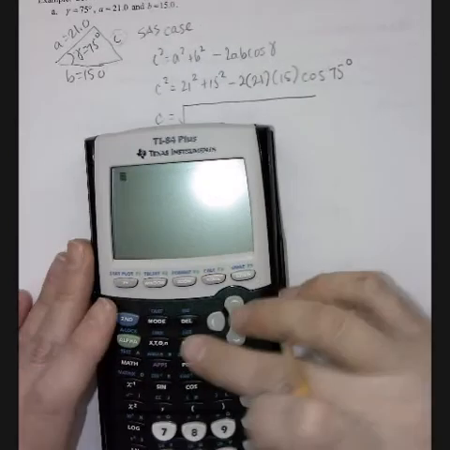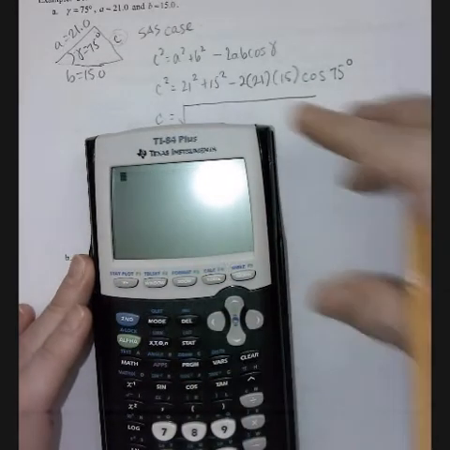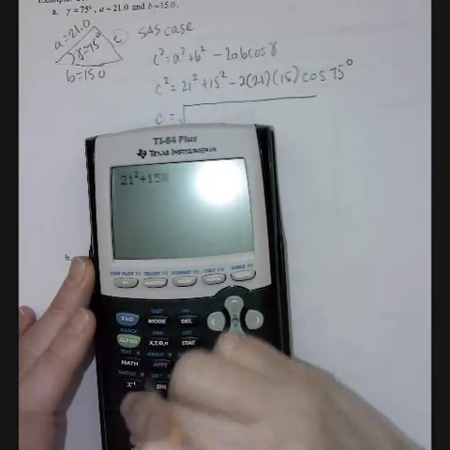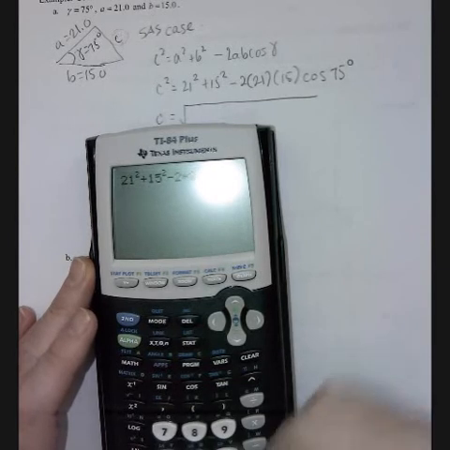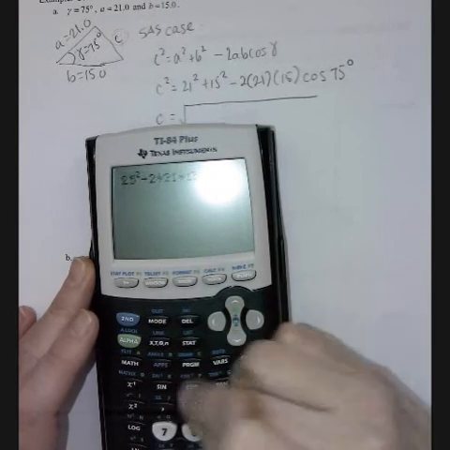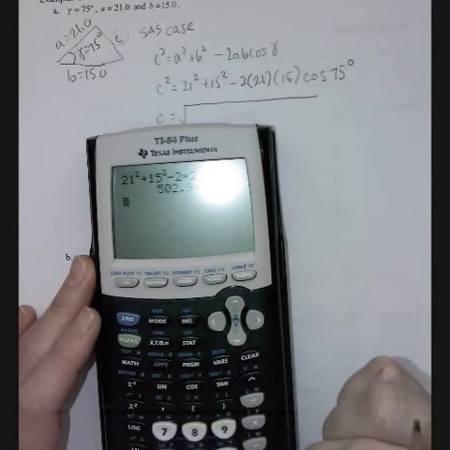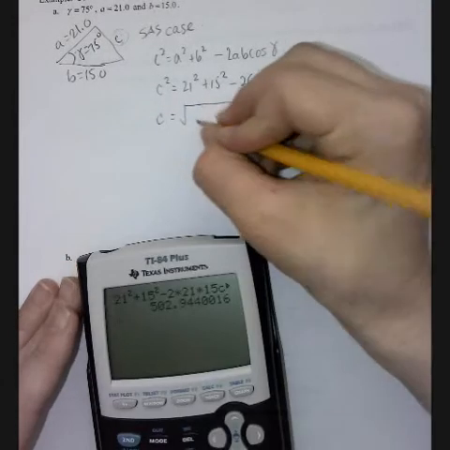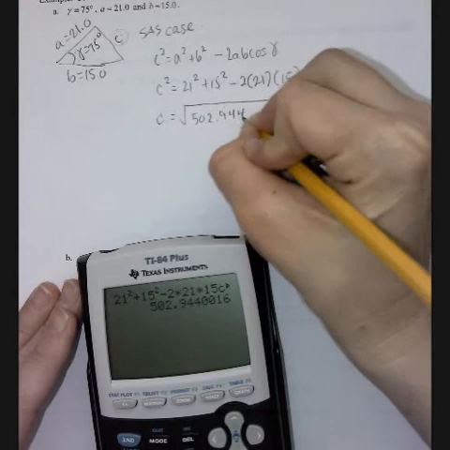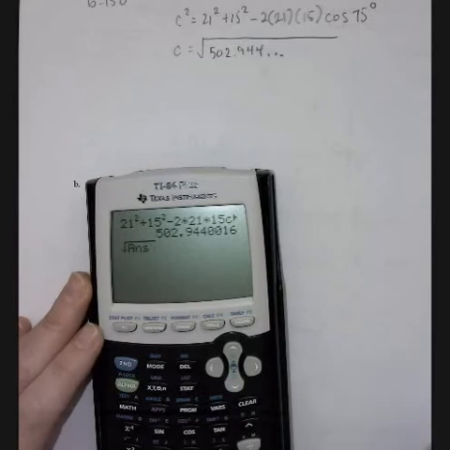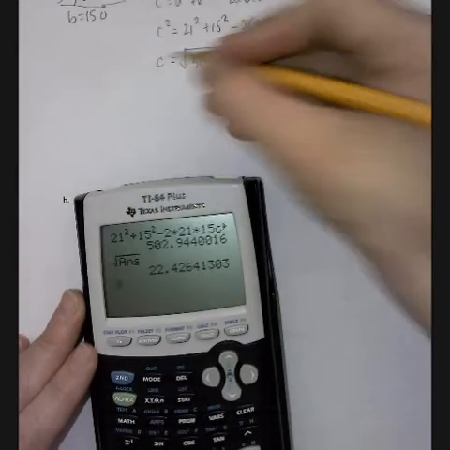Better make sure. Okay. So 21 squared plus 15 squared minus 2 times 21 times 15 cosine 75. Okay, so 502.944. Instead of rounding, I'm just going to put ellipses. That just shows that there's more and you haven't rounded. And then take the square root of that. So C is approximately 22.4.